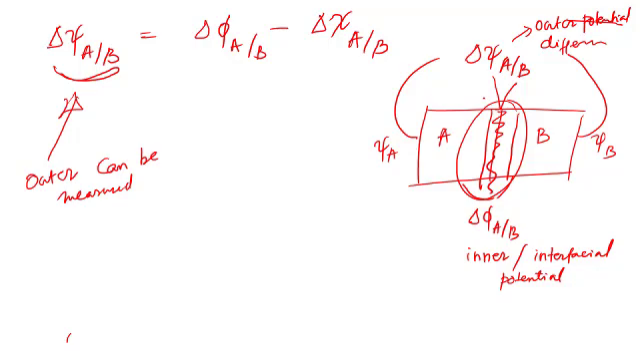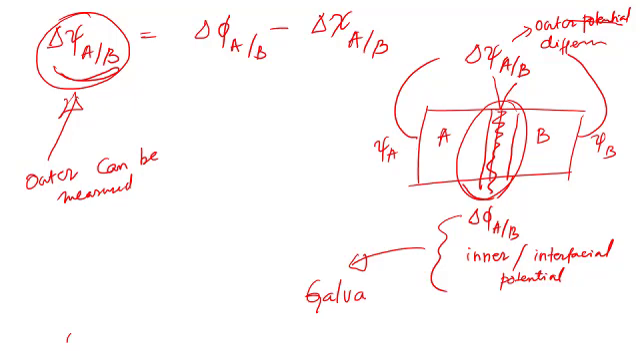So in electrochemistry, what we are measuring in polarizable electrodes is this outer potential, or delta psi of A by B. In general, this inner potential difference is called the Galvani potential difference, and the outer potential difference is called the Volta potential difference.